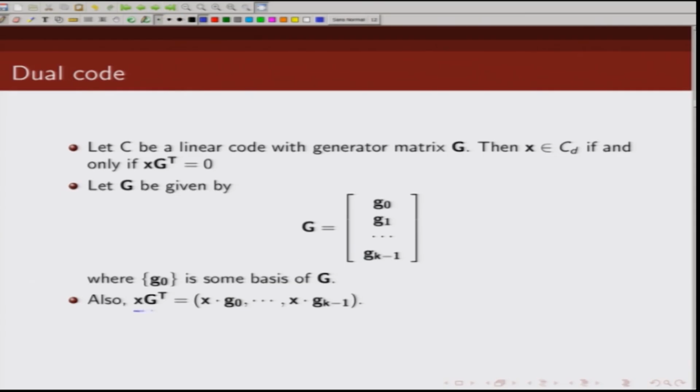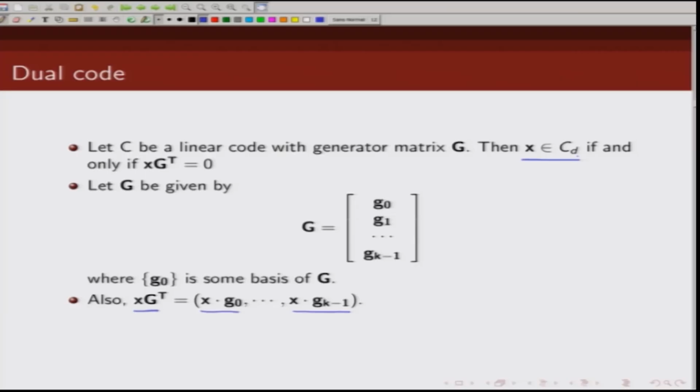Now, X G transpose is basically given by the inner product of X with G0, X with G1, X with G2, up to X with Gk minus 1. Now, what happens if X belongs to the dual code? If X belongs to the dual code, then the set of code words which belong to the dual code are orthogonal to the set of code words which belong to the original code C.